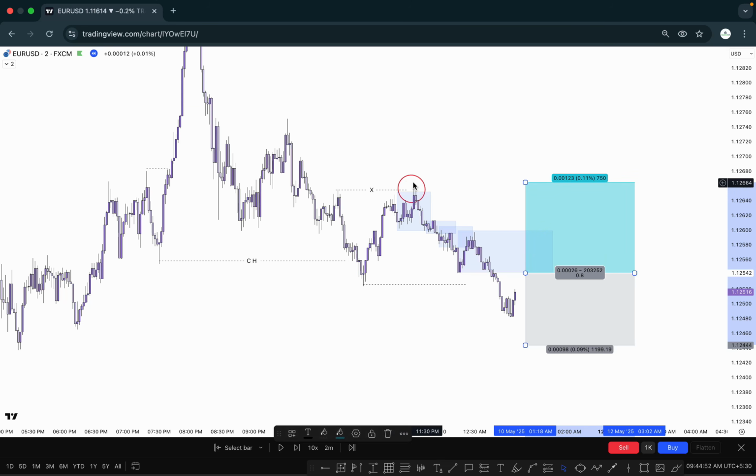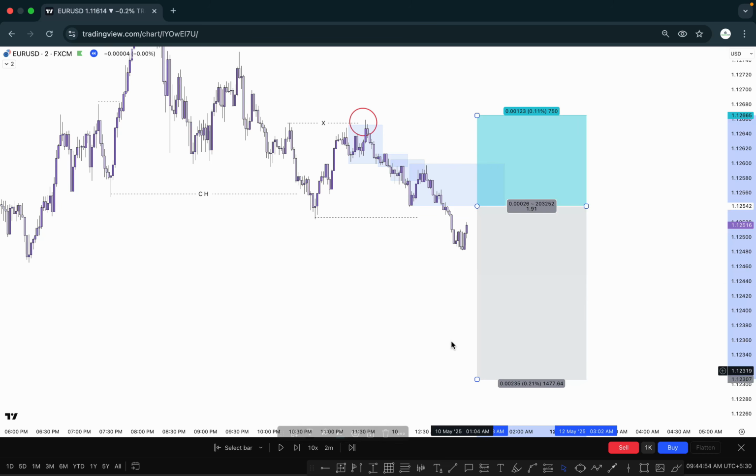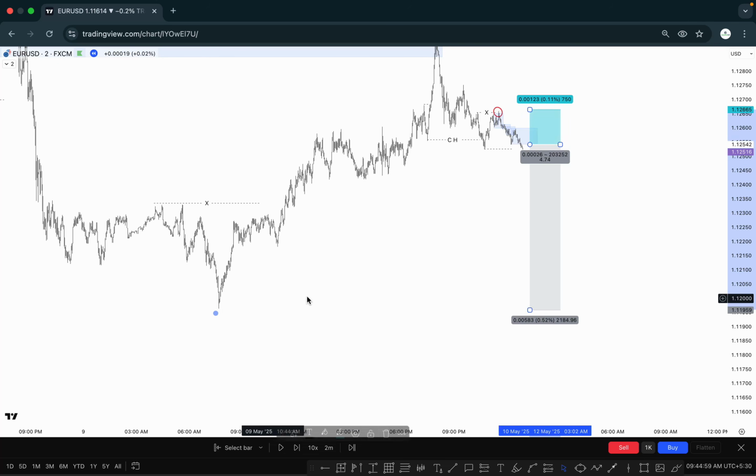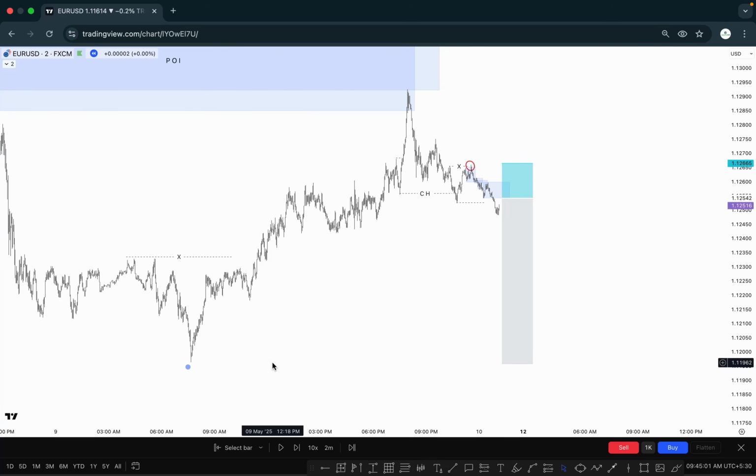Stop loss should be above the previous swing high. And where is the target? The target you can set based on the higher time frame previous swing low, like here. So we can set it here, and you can also set the target based on the Fibonacci tool.